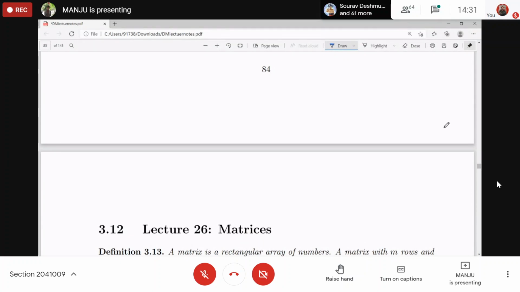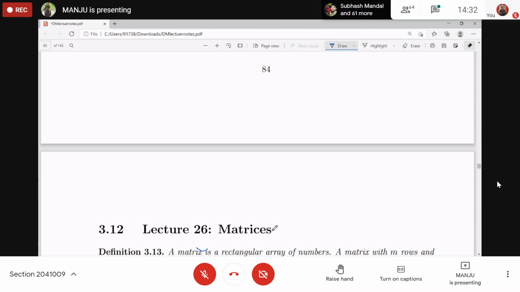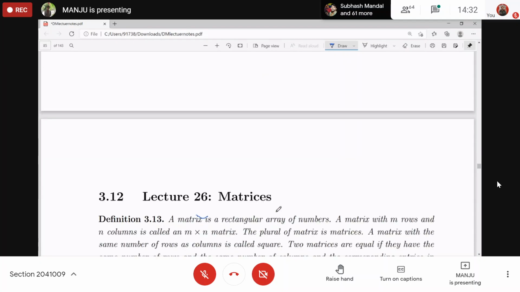What is a matrix? What do you understand by matrix? An arrangement of numbers in rows and columns, right? Or you can just say a matrix is a rectangular array of numbers, an arrangement of numbers into rows and columns. If m rows are there and n columns are there, then we say the matrix has order m by n, an m cross n matrix. Clear?